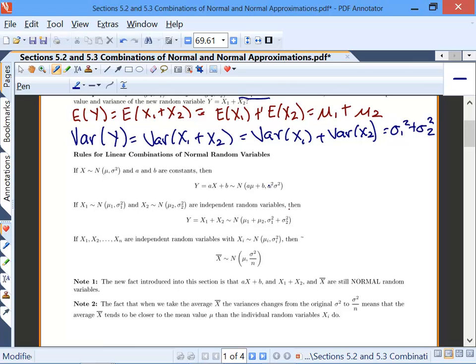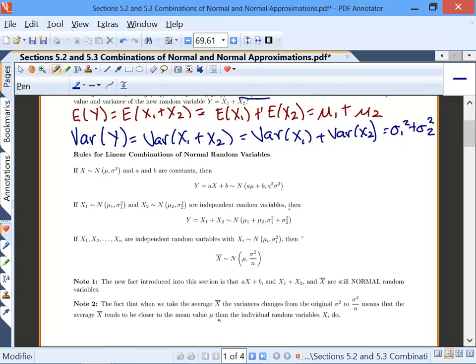The fact that it is still normally distributed, which may not seem that exciting to you, but it's very exciting to mathematicians that I can do a linear combination of my normal random variable and it is still normally distributed. And same thing if I have X1 plus X2. It's still going to be normally distributed, but my mean is mu1 plus mu2, and my variance is sigma 1 squared plus sigma 2 squared.